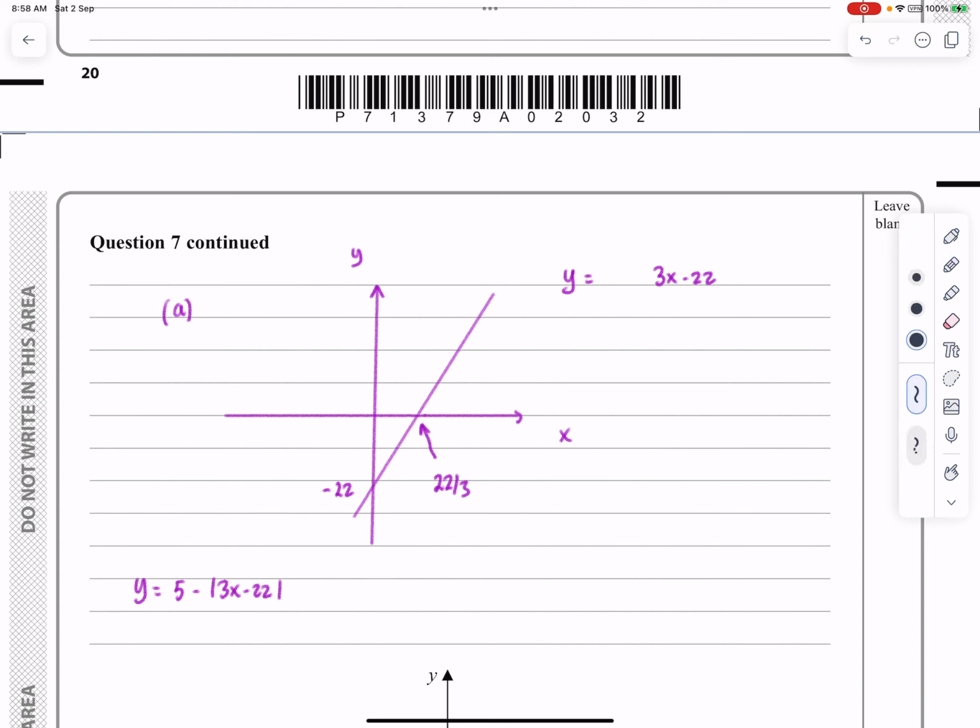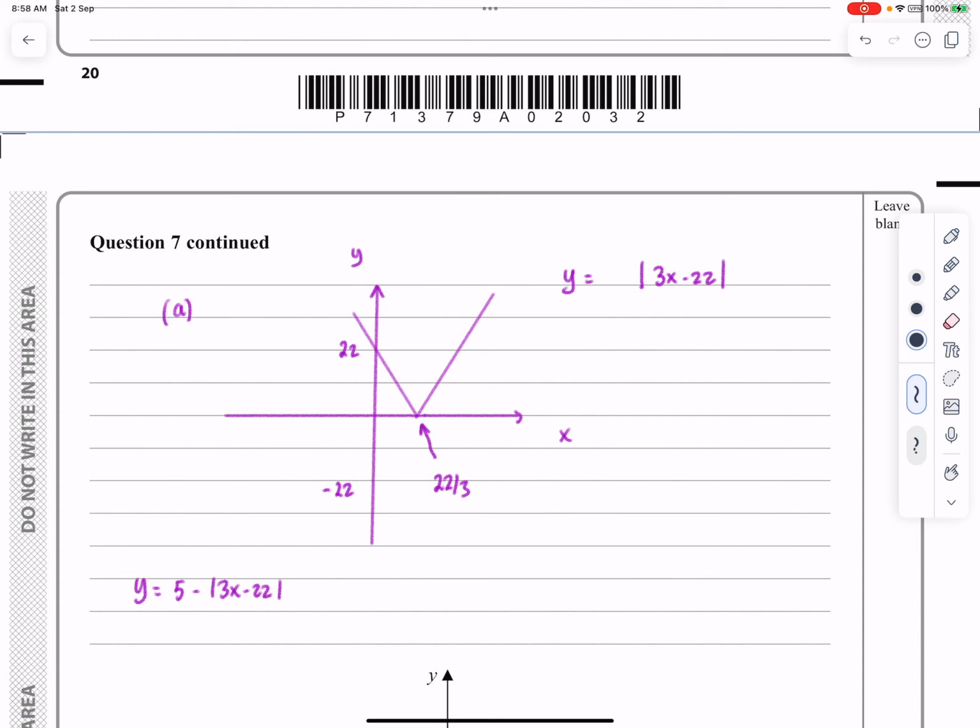Once I've got that, then I want to work out what the modulus of 3x minus 22 looks like. So the modulus of 3x minus 22 would be a reflection. That value there is 22, and quickly using the magic of the iPad, we get rid of that line there, as we're not interested in minus 22. I'm going to leave it there just because I know what's coming up next.